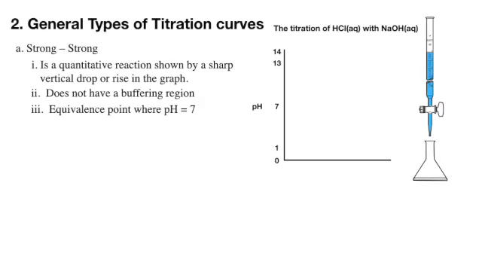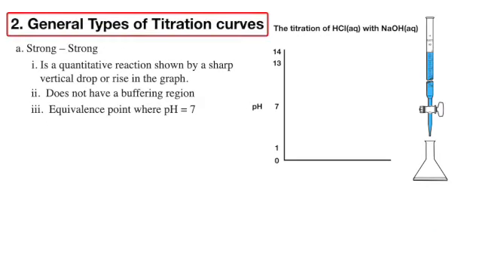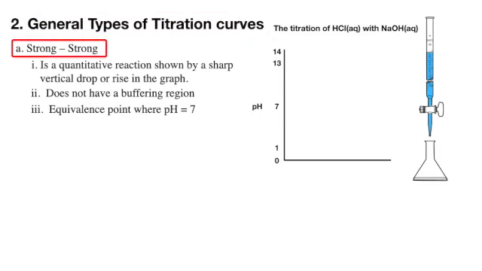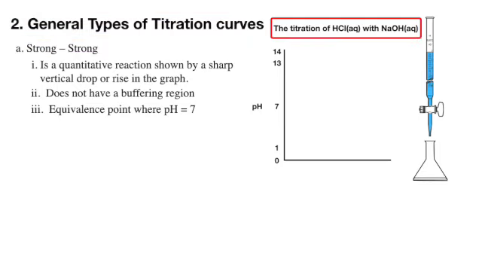Okay, so I'm going to do a strong titration. So this is the titration of HCl. The substance being titrated, HCl, is in the flask, being titrated with sodium hydroxide. Strong acid with strong base. Okay, I'm going to label the bottom of the graph the volume of sodium hydroxide that we add to the hydrochloric acid.